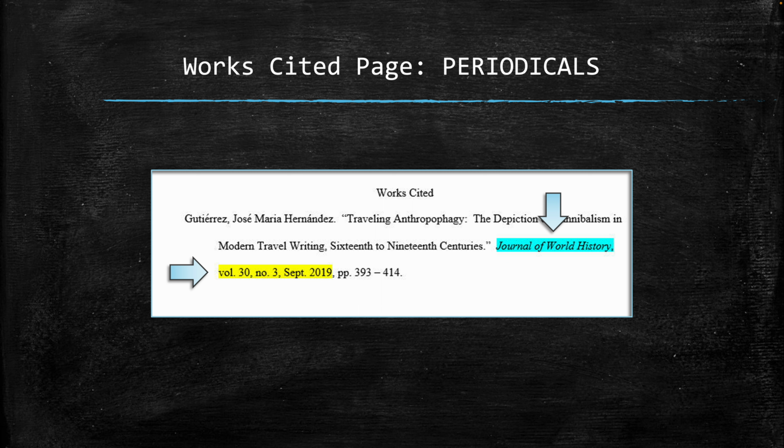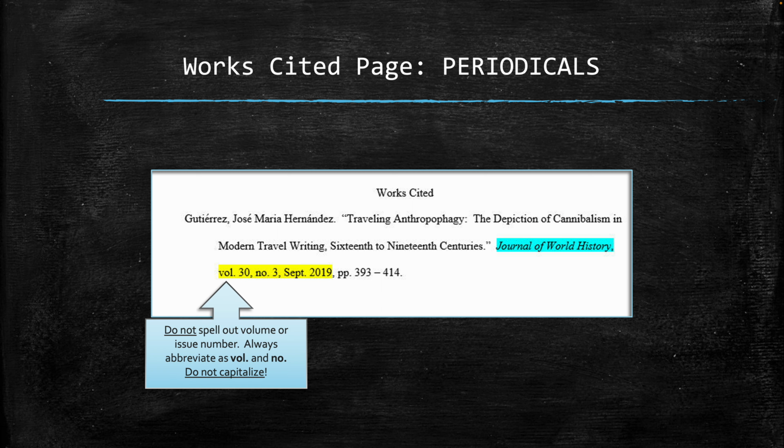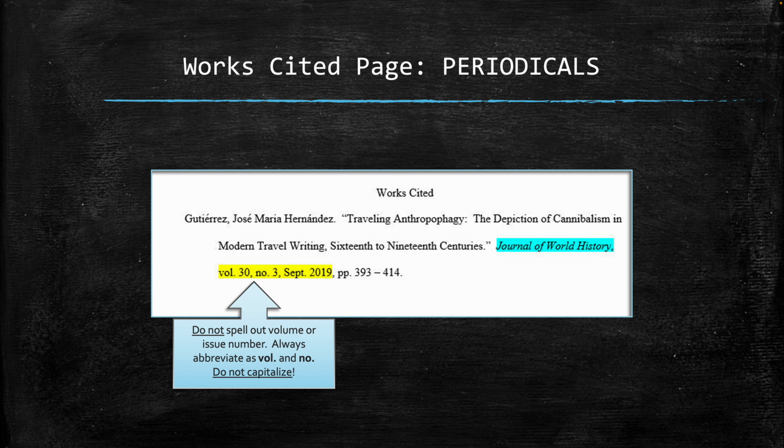I want to say a few things about that line highlighted in yellow. There's a lot going on there, so I want to talk about it in a little more detail. First of all, do not spell out volume or issue number. You always abbreviate them. Volume is abbreviated VOL period, and issue number is abbreviated NO period. Do not capitalize them. Sometimes when you type the period after your abbreviation, autocorrect will want to capitalize the V or the N. You have to catch that and make sure it doesn't do it, because that is an error.